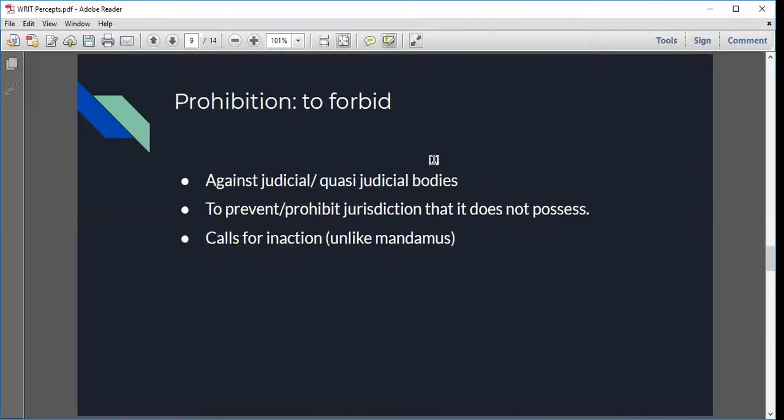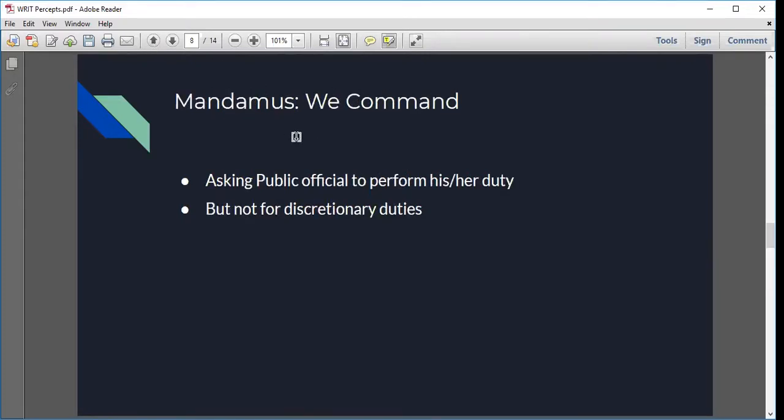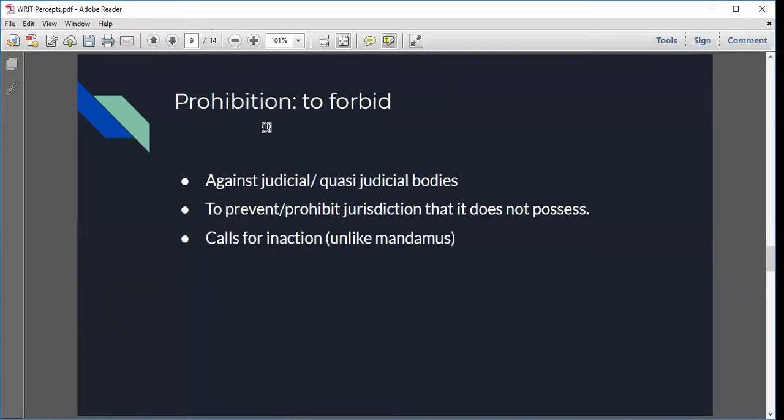Next we have prohibition. Prohibition is nothing but to forbid, to put a stop on something, to restrict something, right? If you notice the pattern, in mandamus the court is asking a public authority to perform their duty, and in prohibition they are asking an authority, which is a judicial or quasi-judicial body, not to perform certain exercises, duties or actions, right? This will happen whenever there is excessive jurisdiction.